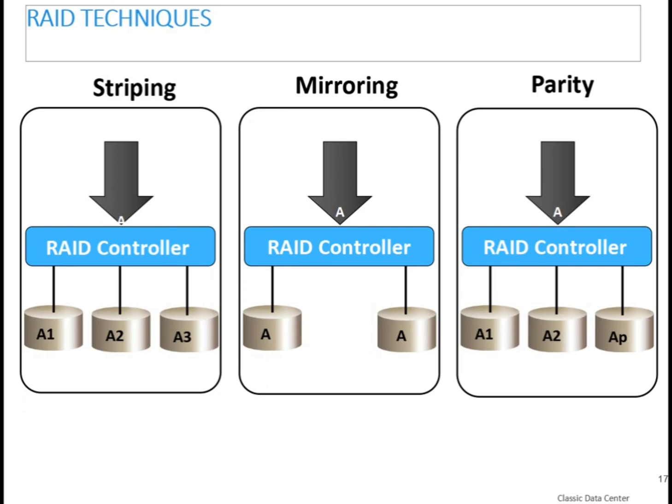Parity information is generated from data on the data disk. As a result, parity is recalculated every time there is a change in data. So this recalculation takes time and affects the performance during write operation.